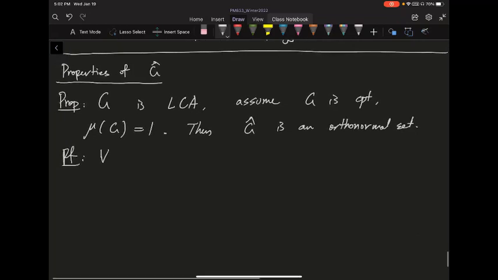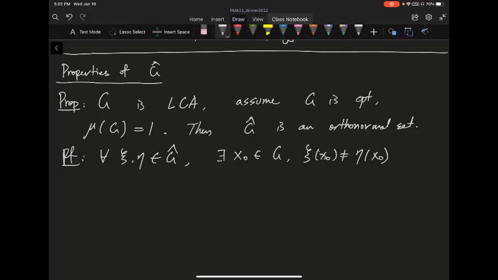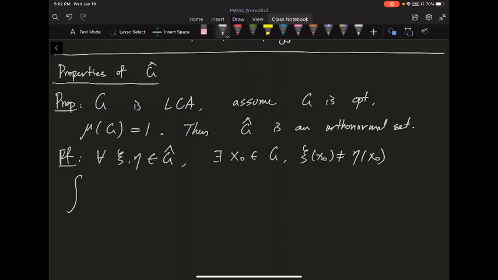Let any psi and eta be inside G hat. Let's pick two of them, and let's suppose they're different. By different, it means they have to differ somewhere. So there is some x0 inside G so that psi of x0 is different from eta of x0. All right, so now let's consider the integral of psi times eta conjugate d mu. So you do the inner product of these two.